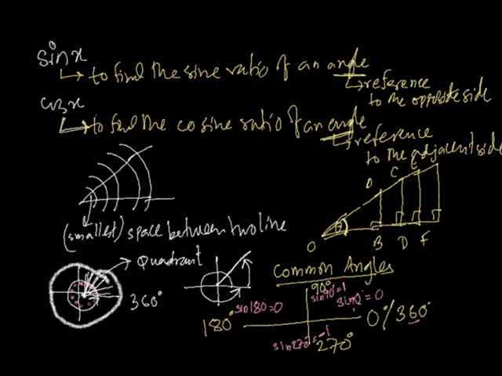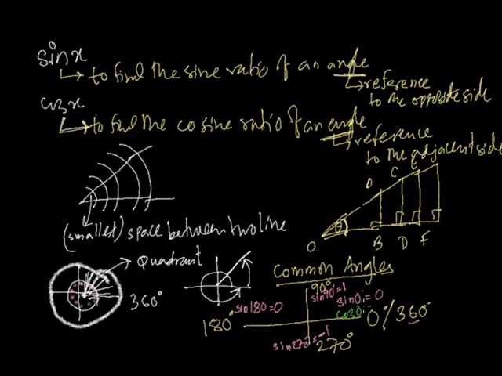So sine ratio of 0 degree is 0. Here sine ratio of 180 degree is 0. Sine ratio of 90 degree is 1, and opposite that sine ratio of 270 degree is -1. And don't forget, 0 degree and 360 degree has the same position. That means sine ratio of 360 degree is also 0. This is something you need to memorize. Similarly, here the opposites are going to happen.